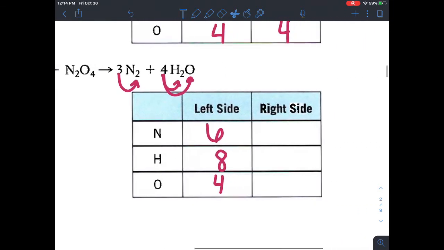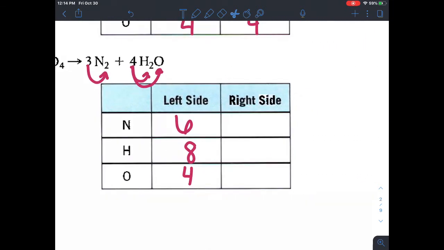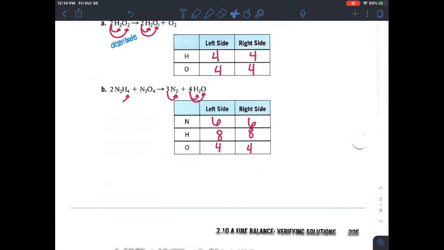And then on the right-hand side, I'll distribute the 3 to the N2, and that's 6. Nothing else. And then distribute the 4 to the H2, that's 8. And 4 to the O, that's 4 as well. So yes, this is balanced, even though it's written differently on both sides.